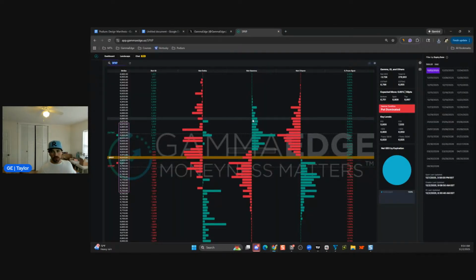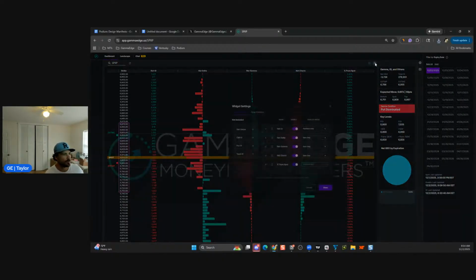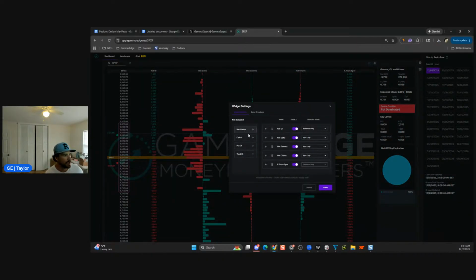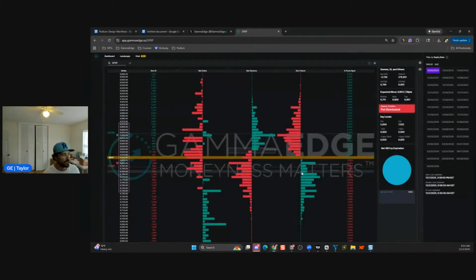So web app, we pushed a refresh of the web app last night. Biggest things are we've added net vanna and net charm as columns you can have now. We used to just have the net stat 3D surface models, but now we have those visible by strike, so we can see in aggregate what the dominant charm forces are, and then where those key sensitivity points for each of those greeks are.